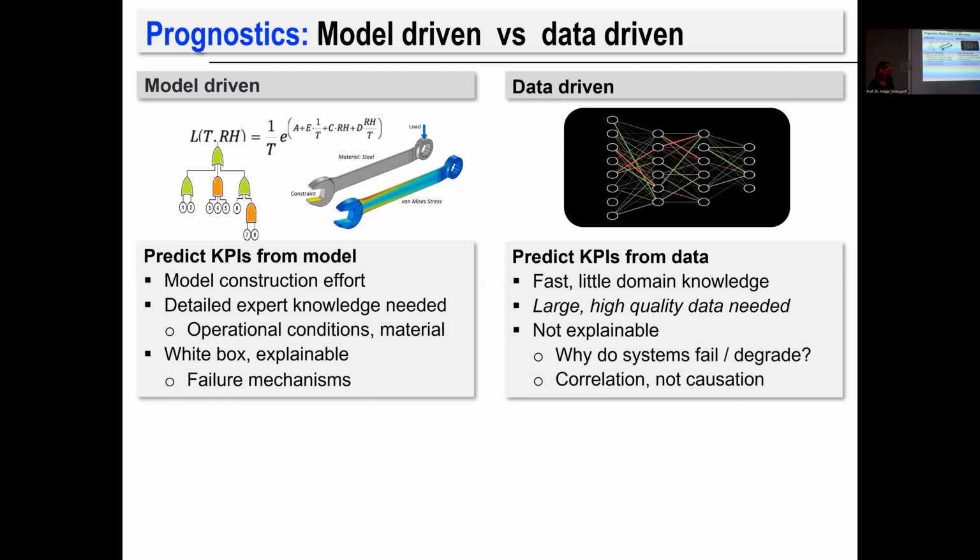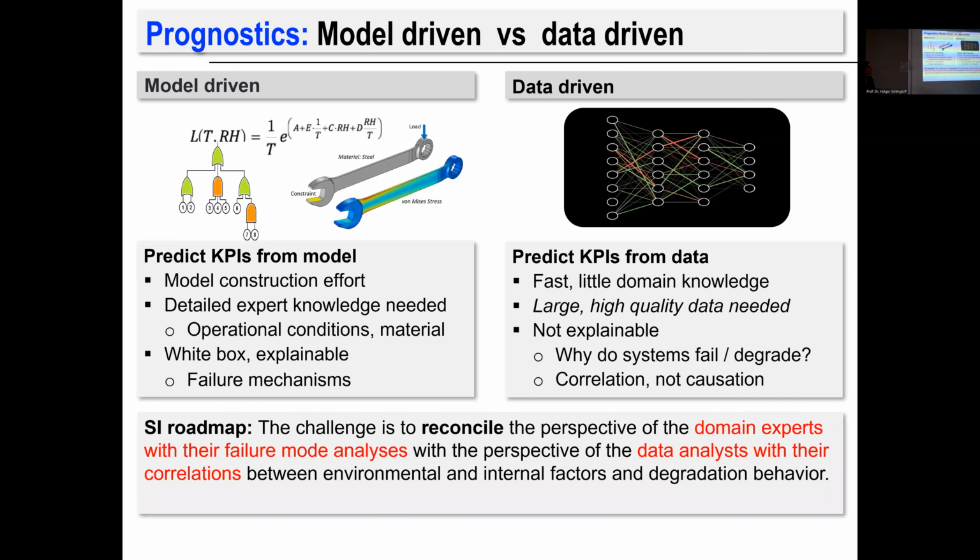I've worked with various companies, and they say they have a lot of data, but when you look at what that data is really about, it's not good enough to really predict failures. And of course, as we all know, the data-driven methods are not explainable, they're black box methods. They don't tell you why systems fail or degrade, and they are focused, of course, on correlations, but not on causations.